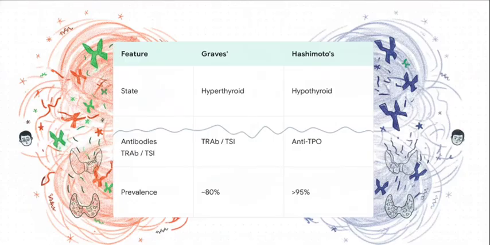When this incredibly delicate system breaks down, we generally see 2 extremes. Over on the hyperactive side is Graves' disease, which is responsible for 80% of hyperthyroidism. This is driven by rogue TRAB antibodies that constantly and forcefully stimulate the gland. On the sluggish end sits Hashimoto's thyroiditis, the primary cause of hypothyroidism. Here, those anti-TPO antibodies we mentioned earlier are slowly destroying the gland's very ability to produce hormone.